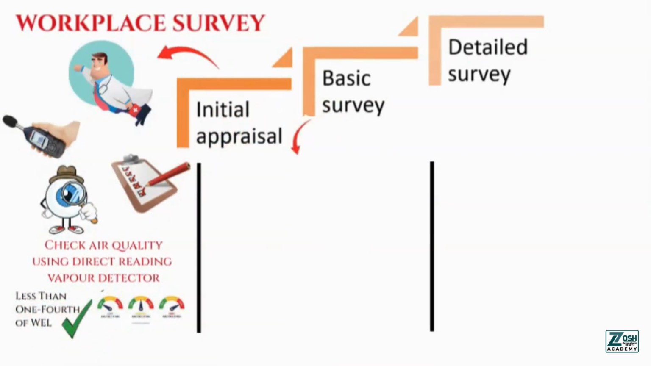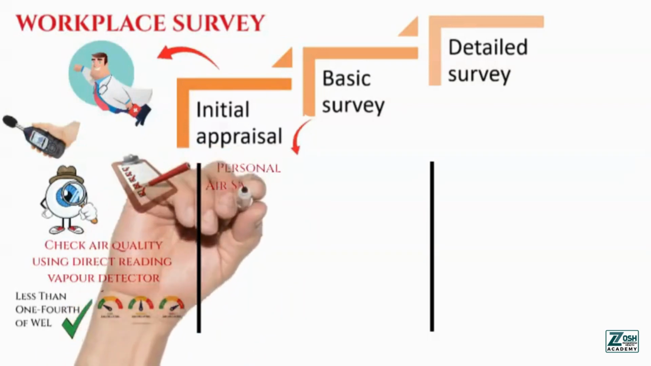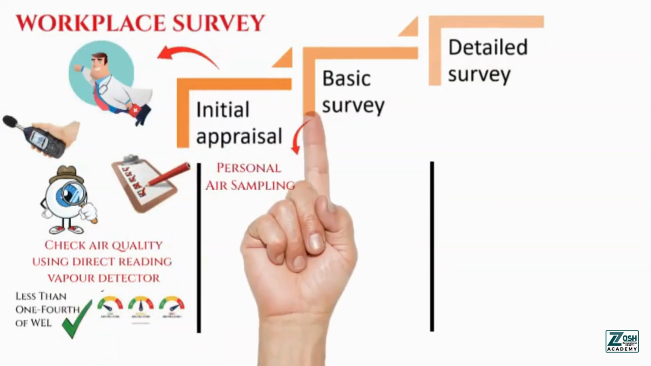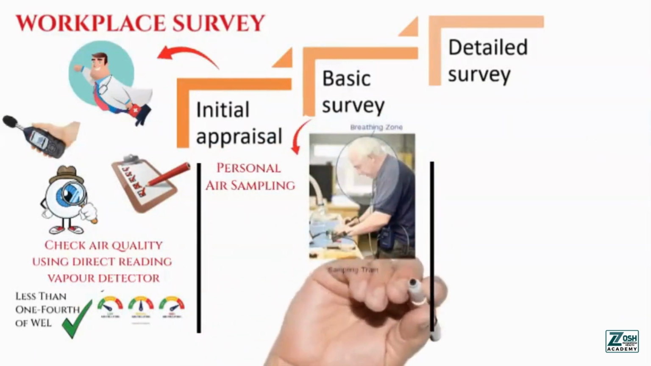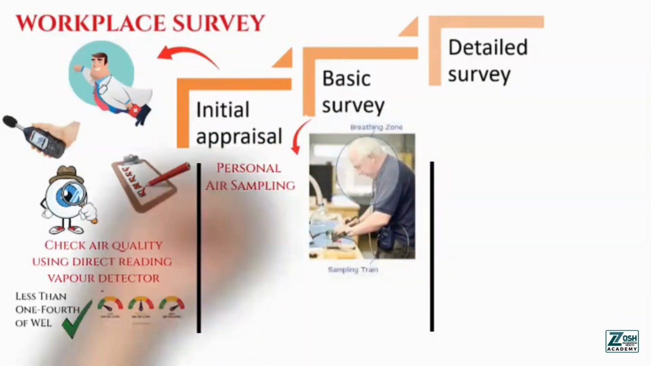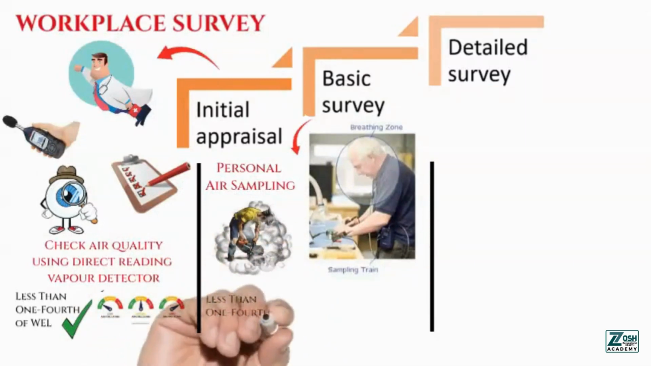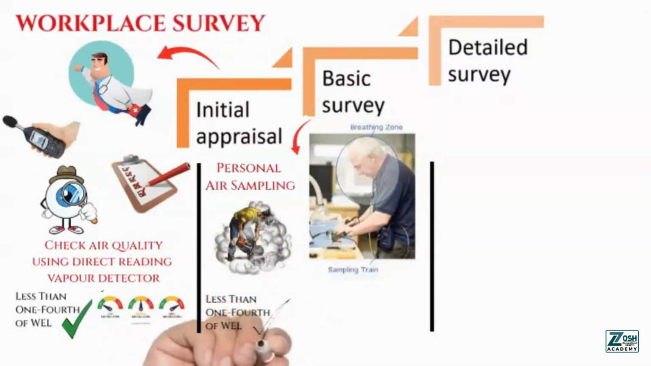for your client. Basic survey measures exposure using personal monitoring techniques near the breathing zone of the worker. Samples are collected over a full shift and from the worst case conditions. That is, from workers with the highest exposure. If results of the basic survey suggest exposure is below 1/4 of workplace exposure limits, no further action is needed.